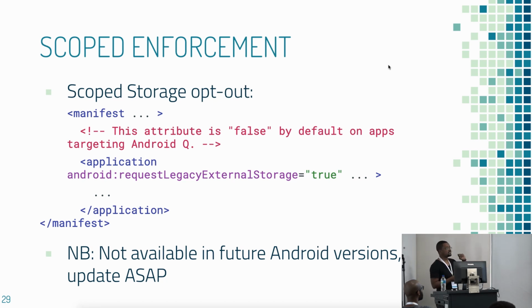However, there is a caveat to this. You need to make sure that you use scope storage by Android 11. By Android 11, this will be the default. You will need to use scope storage. To define it in the manifest, you add that parameter there, and this attribute is false by default on apps targeting Android Q. This is basically to give developers time to update and start using scope storage, because this is the requirement going forward.